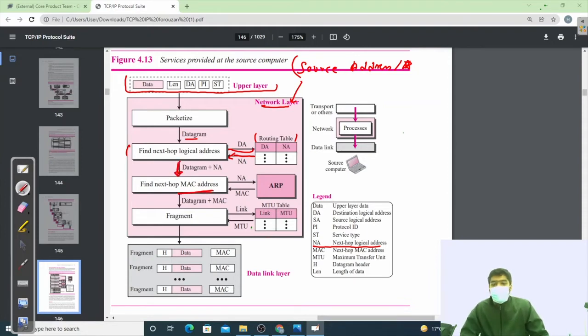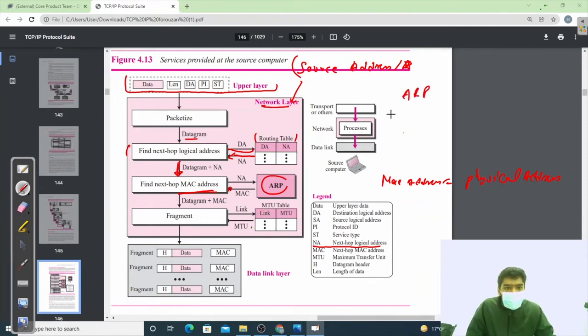The MAC address is a physical address. The network layer cannot find the MAC address by itself, so it gets help from the link layer, which with the help of ARP provides the MAC address, the physical address where it has to send. ARP is the Address Resolution Protocol.